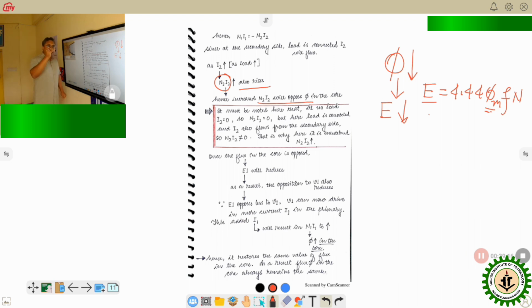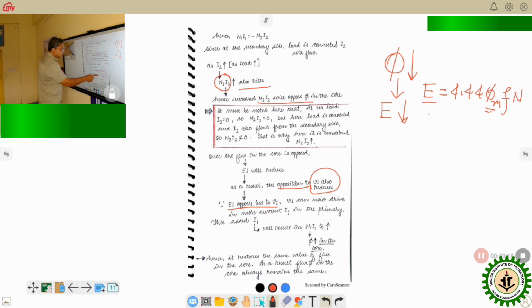So EMF gets reduced. I have told earlier that E1 and E2 are induced voltages, and these induced voltages will oppose the supply voltage V1. Flux reduces, so EMF reduces. That means the opposition offered by the EMF towards V1 is also reduced. V1 is not facing as much opposition as it faced initially. So V1 is now free to give one extra current in the primary side. That is why it is written here: as a result, the opposition to V1 is reduced, so V1 is opposed less.